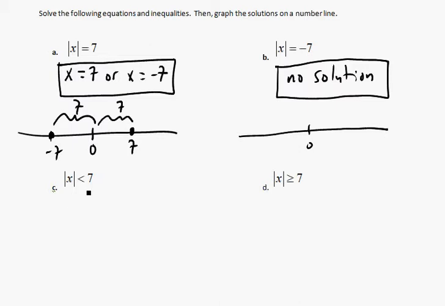Now, let's consider these two inequalities. Take a moment, pause the video, and see if you can solve them.